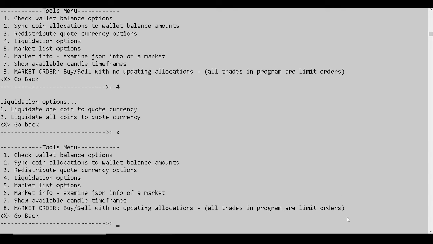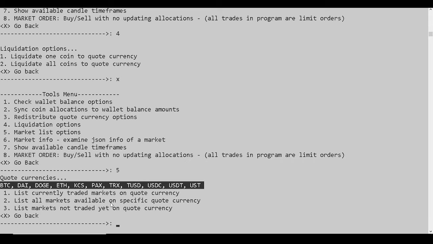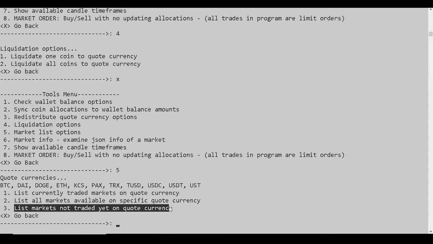Then we've got market list options. So this is a good way to get comma separated lists. You can list the currently traded markets on a specific quote currency, which tells you what those quote currencies on the exchange are. You can list all the markets available on a specific quote currency. You can list the markets that you're not trading yet on a specific quote currency. Very straightforward. And let me just do that real quick.